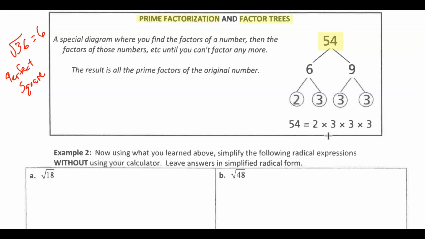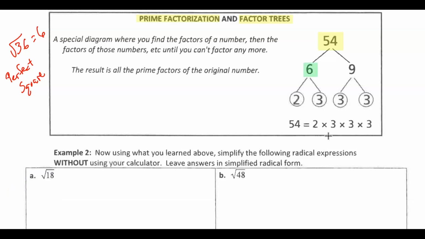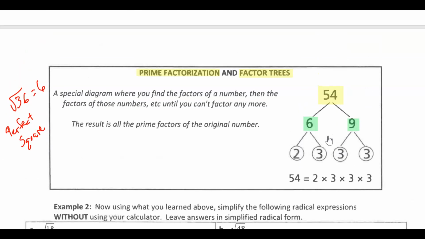Okay, so what we do is we just figure out numbers, any numbers that multiply to 54. So any factors of 54. So in this case we have 6 and 9. So these are some factors. So what we're trying to do is break this down into prime numbers. So let's scroll back up here, and let's do a little review of prime numbers.